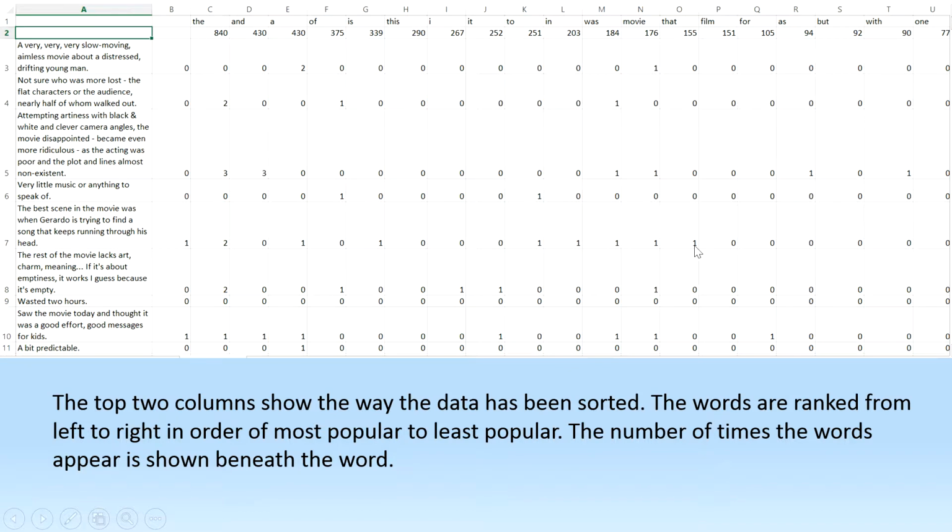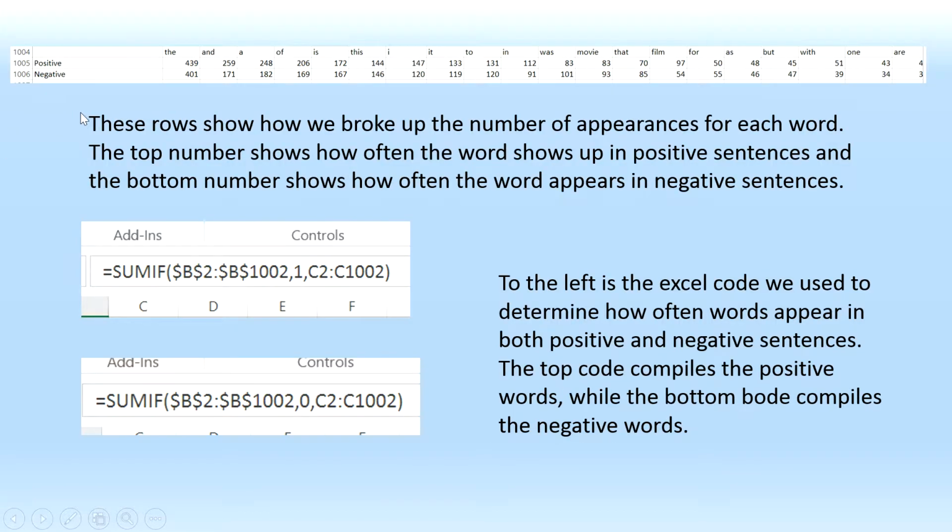word. So next, we were able to use a sum and if statement function in Excel to determine how often all the words in the reviews appeared in both positive and negative sentences. So using the sentiment breakdown that we were given, we were able to figure out how often each word appeared in both sentence types. So for example, the word "the" appears 439 times in positive sentences and only 401 times in negative sentences. And again, we went through and did this with all Amazon, IMDb, and Yelp reviews.